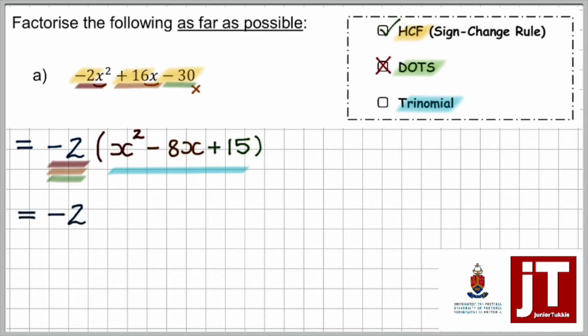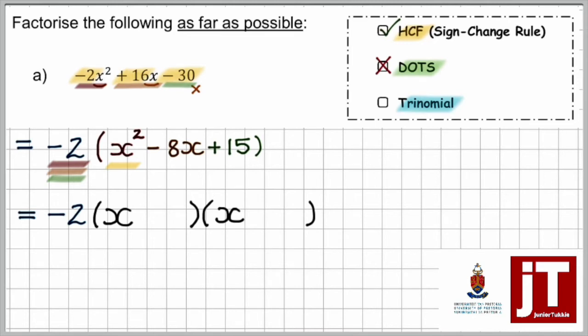So we start off by writing the negative 2. Please do not forget that negative 2 because it is one of the factors that we have factorized out of the original expression. Now, to factorize a trinomial, we start off by writing out 2 sets of brackets. If you take a look at the first term in that trinomial, it's x squared. What do we multiply together to get x squared? Well, we multiply x and x. So the first term in each set of brackets is x.